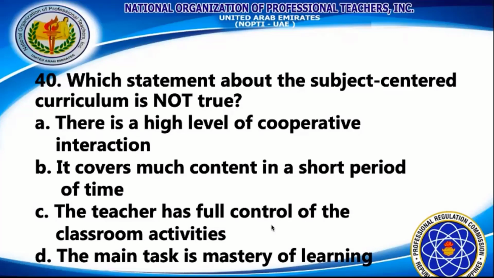So, since it is subject curriculum, wala siyang cooperative interaction. Okay? Kasi nga, nakafocus lang siya sa content. Kasi sa subject-centered design, di ba? Sa content siya nakafocus.